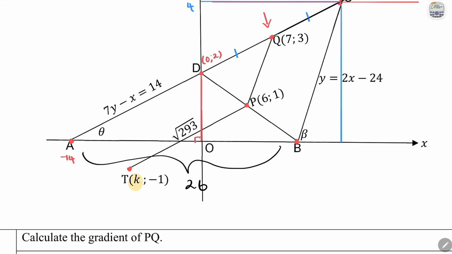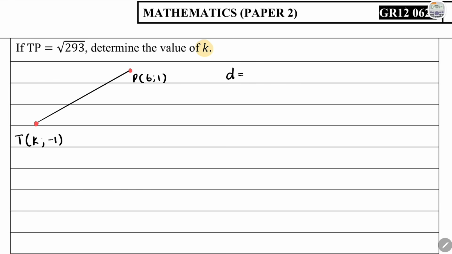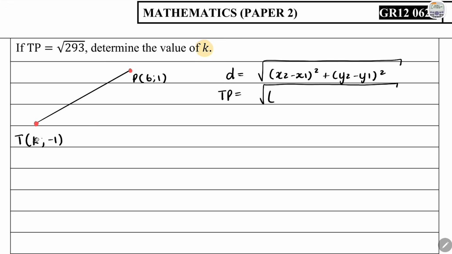So we're going to take T and P. And because they're telling us the length, we're going to use the distance formula and substitute these values. We can take that as x1 and that's x2, and y1 and y2. Okay, let's go. So the distance formula looks like this. We're saying TP is equal to the square root of x2 minus x1. So that's k minus 6, all squared. I'll just keep that as x2 because I want the k to be in front. Plus y2 minus y1. So you have to be consistent. If you start with this, then with the y's, you need to start with this as well. So that's negative 1 minus 1, all squared.